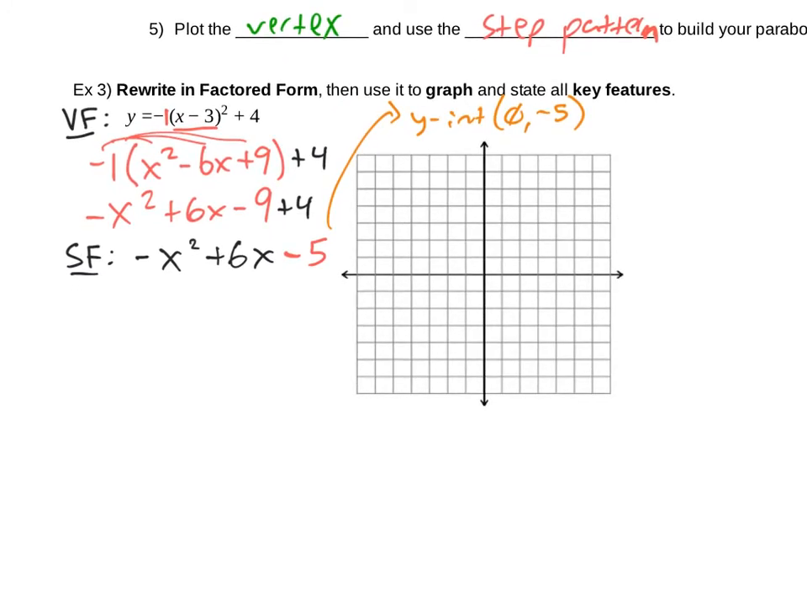0, 1, 2, 3, 4, and 5. I think that's right. All right. So is that my vertex? No, that's just my y-intercept. Some random point on the problem. Not too random, I guess.